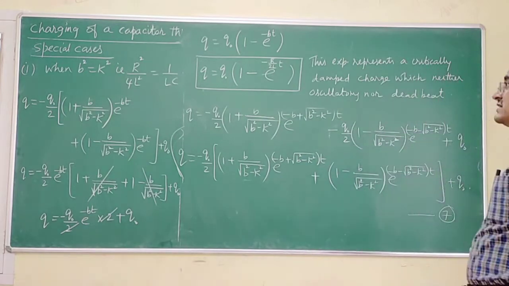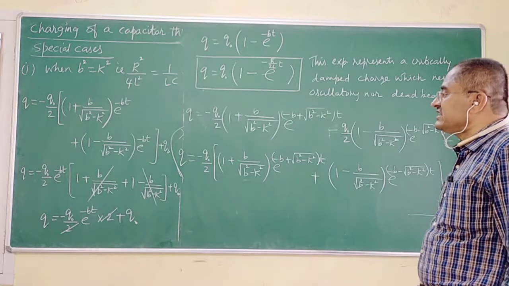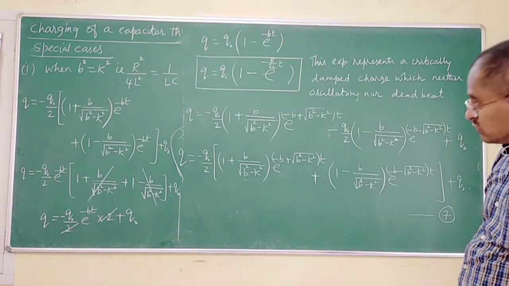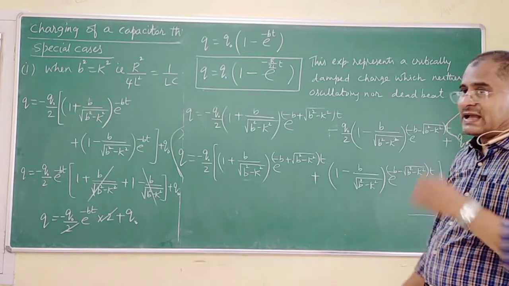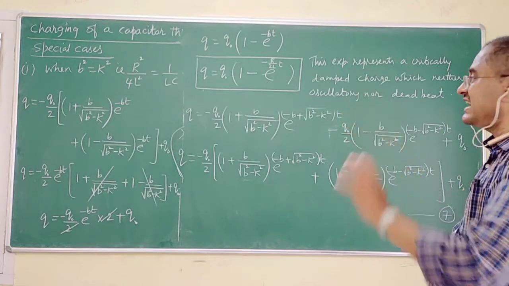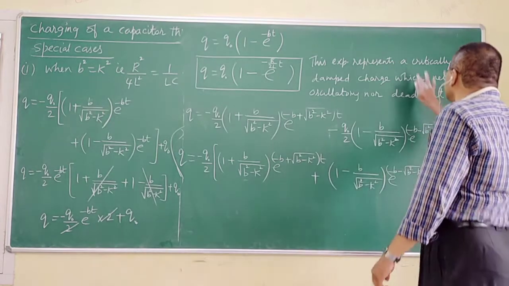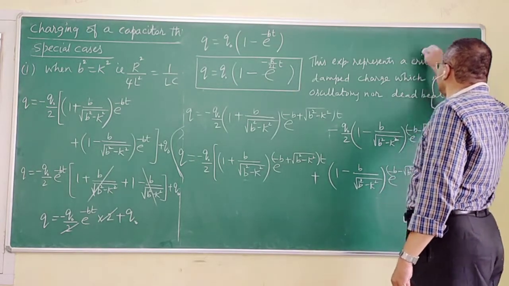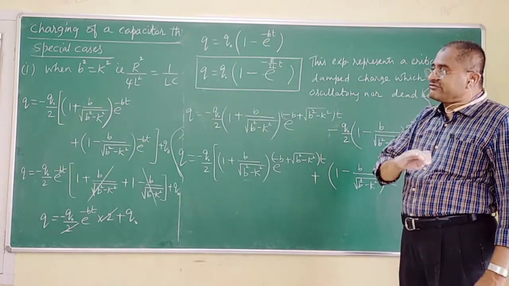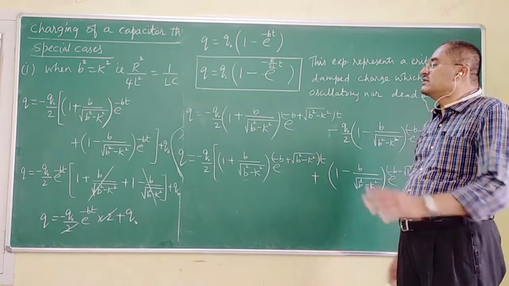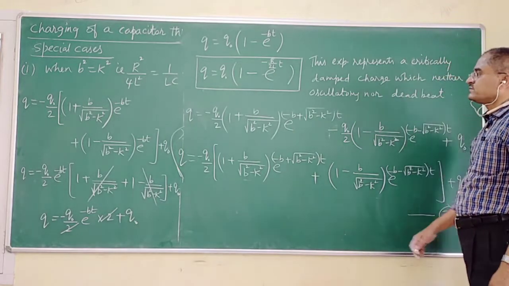You must be convinced that if b squared is equal to k squared, we end up with an expression q is equal to q naught 1 minus e to the power minus r upon 2l by t, and there is no sine factor there, and therefore it cannot be oscillatory. Rather, it is critically damped. Why do I say critically damped? There is a negative exponential, and therefore it is not going to reach the maximum value. I will draw the graph and let you know at the end.